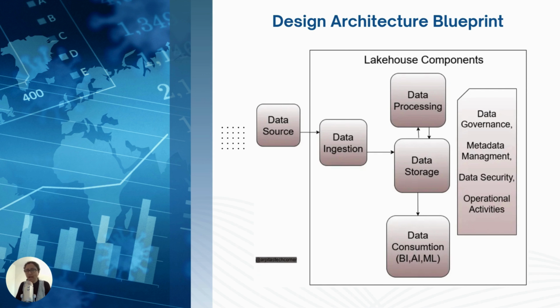Now we have some common services. What are the common services we have? Obviously, data governance, metadata management, data security, and operational activities, like automation and all those things. You have to create the data pipelines and all those things. So those are some of the common services which you need to build up. These are the overview of your design architecture.